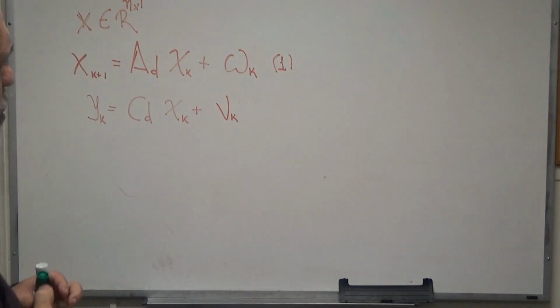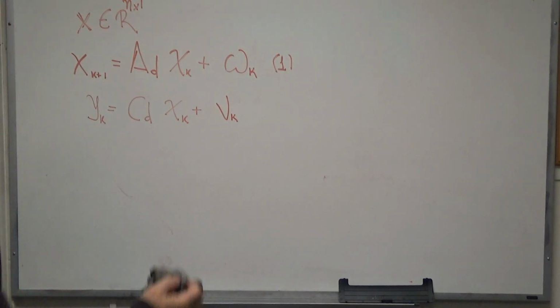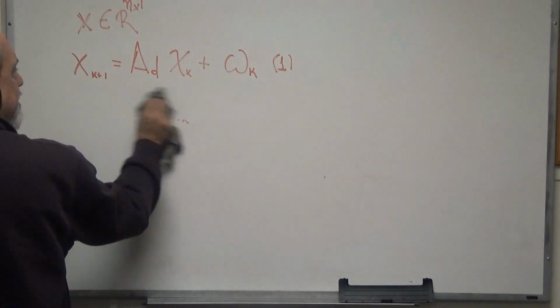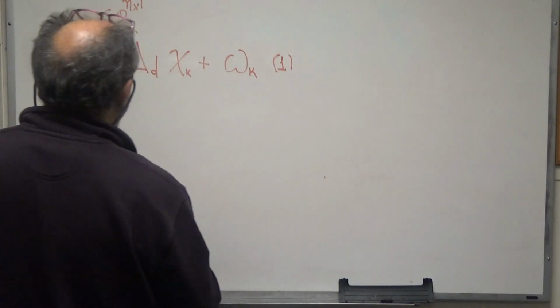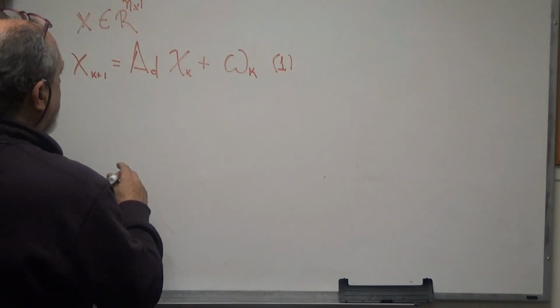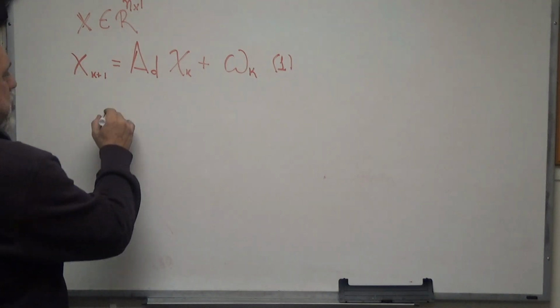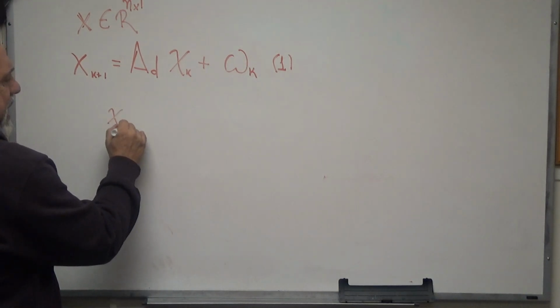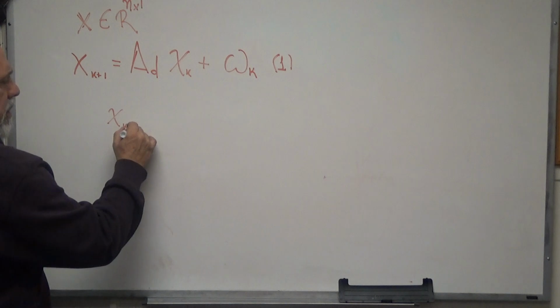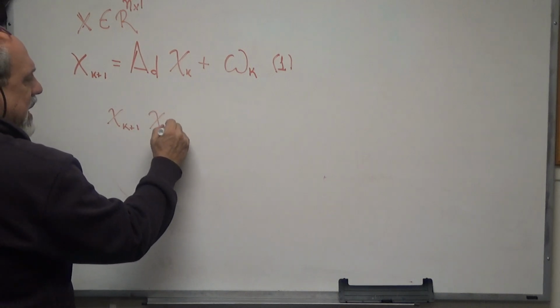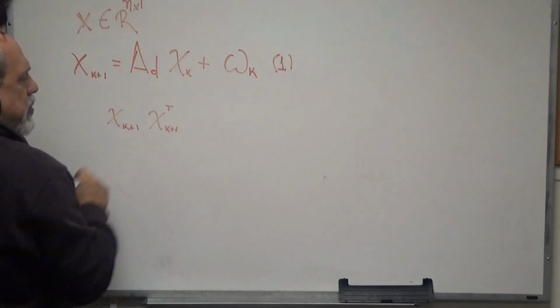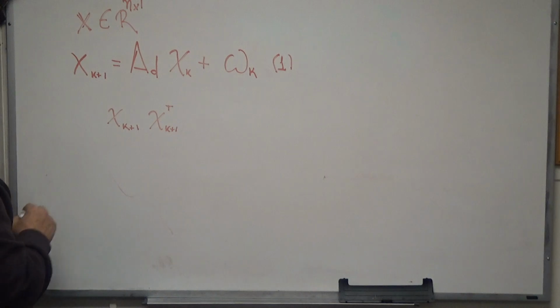I'm going to erase equation 2 to give myself a little space. I'll put it back again later. What we want to do is take equation 1 and multiply it by its transpose. So we want to calculate x at k plus 1 times x at k plus 1 transpose. Okay? Let's see what that is.